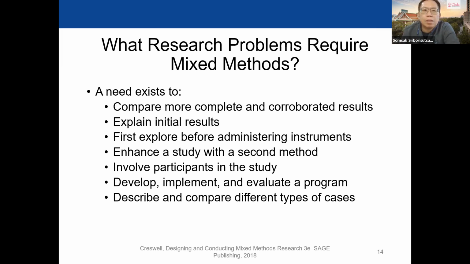As you can see, what kinds of research problems need you to use mixed methods in your research project? You may need to compare more complete and corroborated results, and you want to explain initial results first, or even first explore before administering instruments.